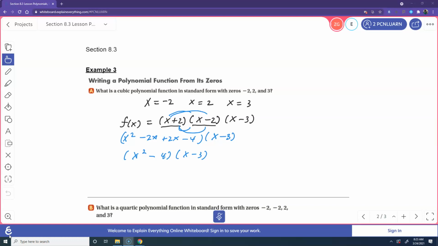So now you're going to have to do FOIL again. So you have x squared times x, which gives you x to the third power. X squared times negative 3 gives you negative 3x squared. You're going to multiply negative 4 times x, which gives you negative 4x, and then you're going to multiply negative 4 times negative 3, which gives you positive 12. So there's your function.